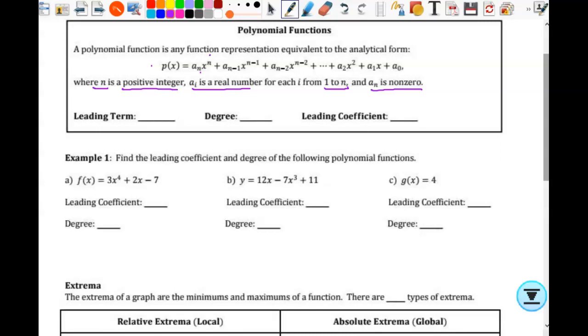So your leading term in this case is this first one, not because it's first, but because it has the highest exponent. In standard form, it's first, but things aren't always written in standard form. So my leading term would be a sub n times x to the nth. The degree is the highest exponent you have in your list of terms. So in this case, it would be n, because this is my leading term. And then my leading coefficient is the number that goes before my variable, which in this case would be a sub n. Okay? What questions do you have?